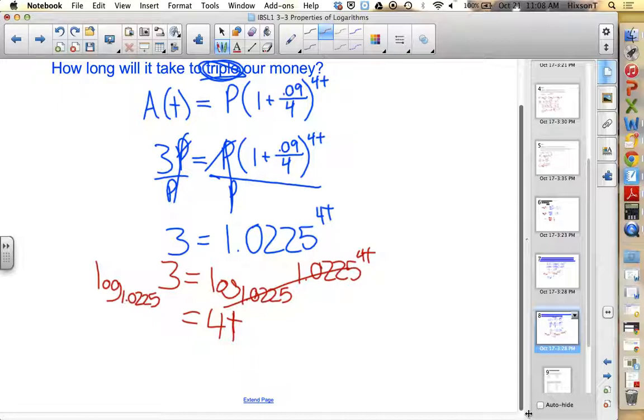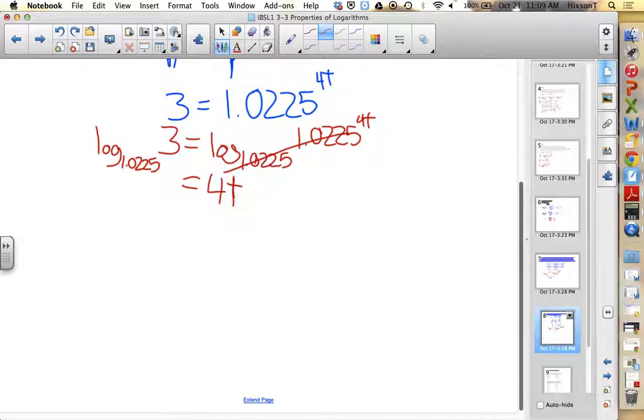I know it may seem kind of weird to be using a base of 1.0225, but whatever the base of this exponential is, that's what you're going to use for the base of your log. Okay, so what do we get?